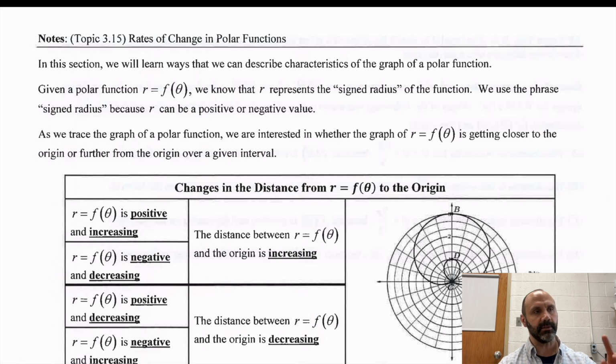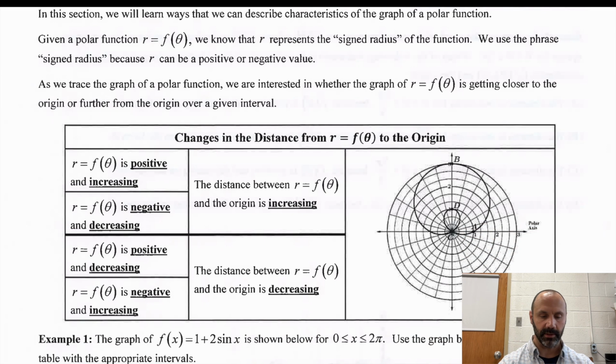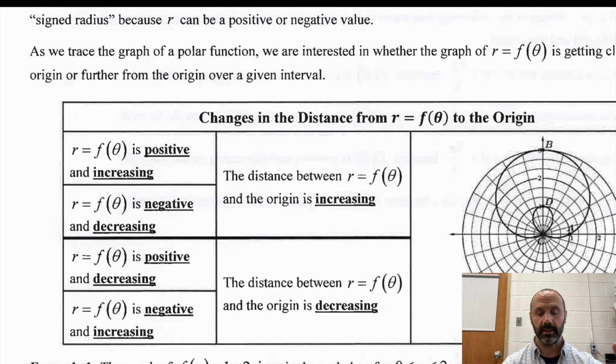And so as we're tracing the graph, the whole idea is, are we getting closer to the origin, right? Or are we getting farther from the origin on the other side? I mean, that's how we think of it in rectangular coordinates as well, but it's a little more confusing as we try to think about it here, right? So the whole idea here is that if you have a function where r, your distance from the origin, is positive and yet increasing, so it's getting farther from the origin, that would be positive and increasing, or it could be negative and decreasing.